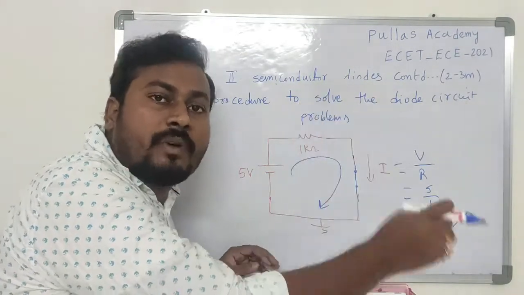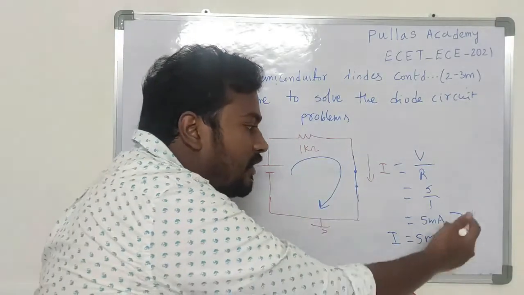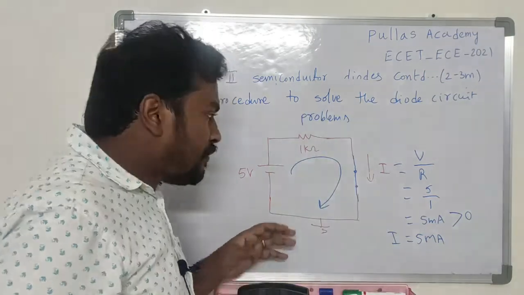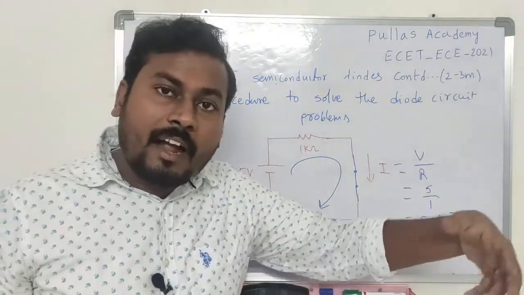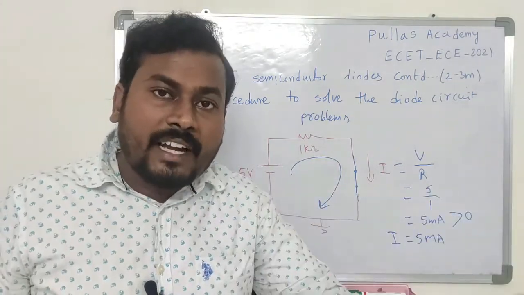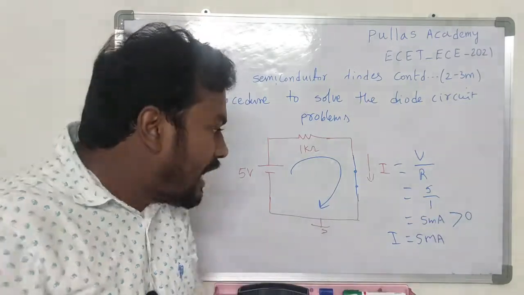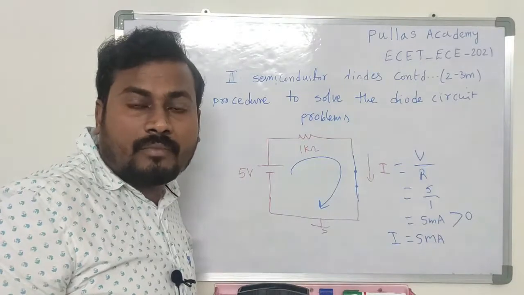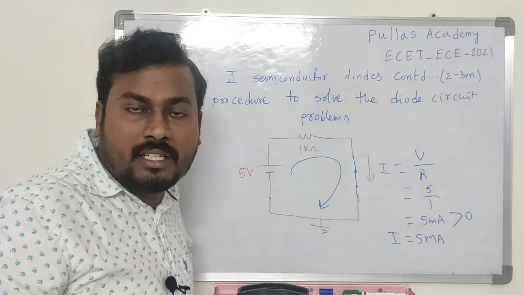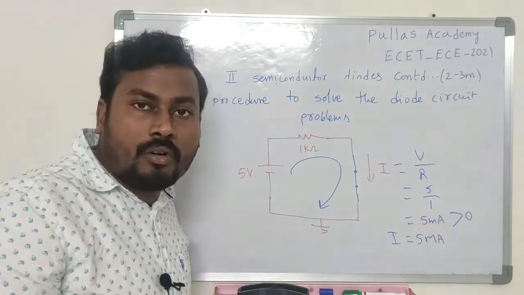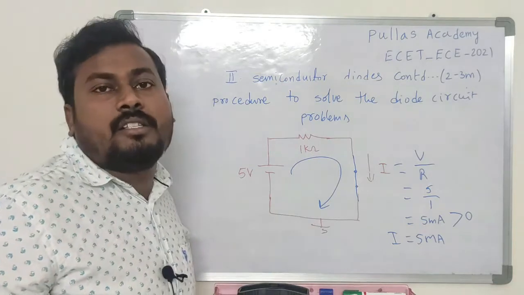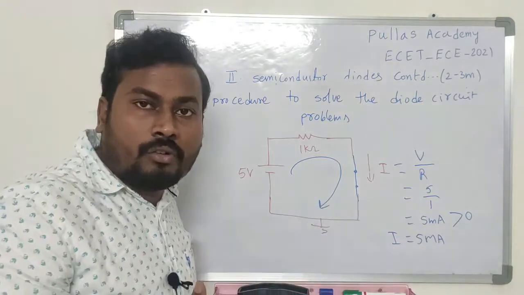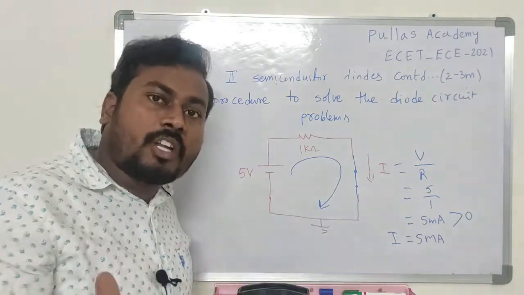First we are assuming that it is in forward bias, and finally we are proving that it is indeed in forward bias. First we assume that the diode is in forward bias, and we find the current through the diode. If that current is positive, the diode is indeed forward biased, else the diode is reverse biased. If the diode is reverse biased, then what is the current through the diode? 0. Okay, so these are the two steps we follow to solve all the diode circuit problems.